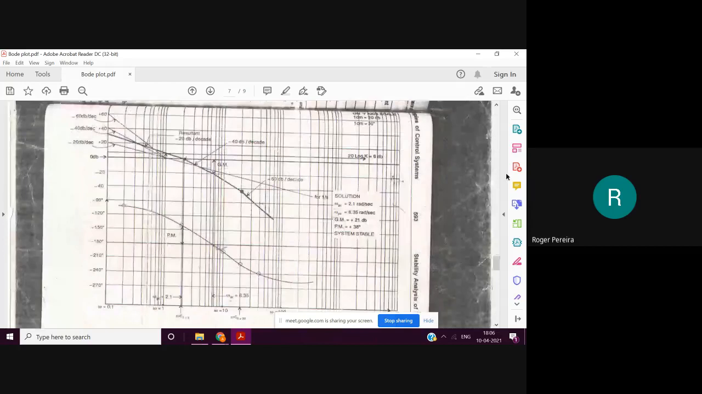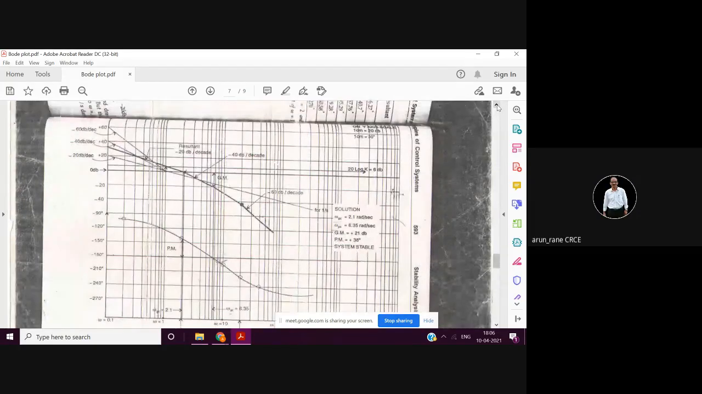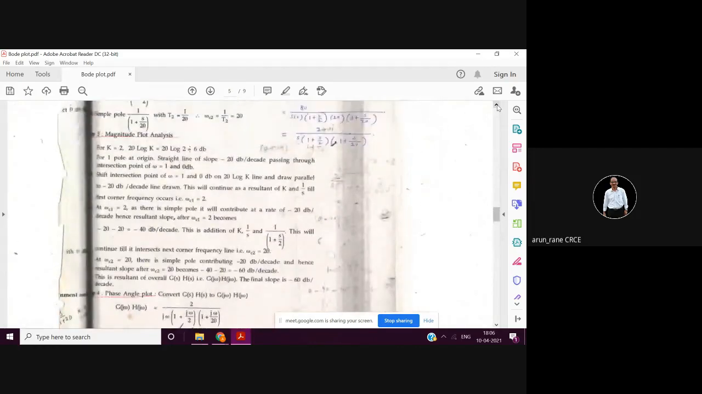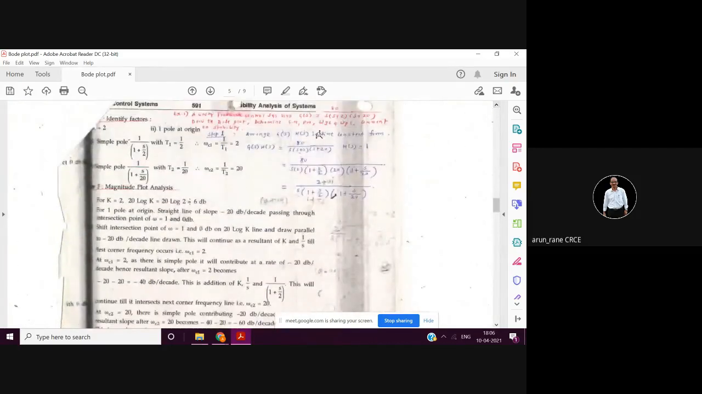So this is what was asked. Find out what was asked: determine gain margin, determine phase margin, determine the frequency at which gain is changing, and determine the frequency at which phase is changing, and comment on the stability.